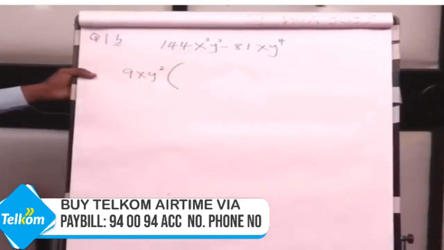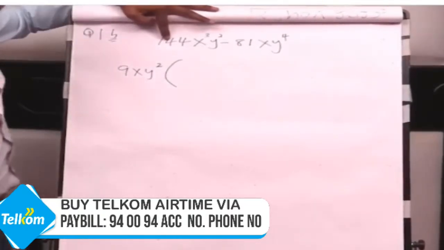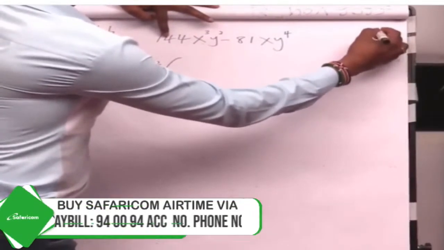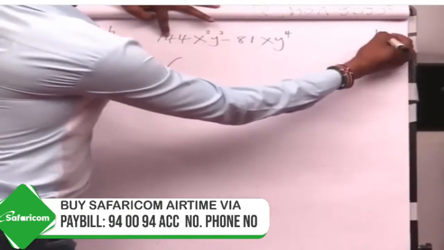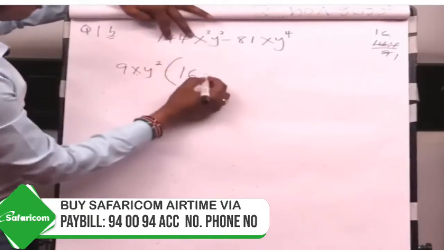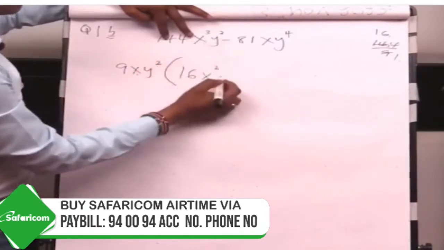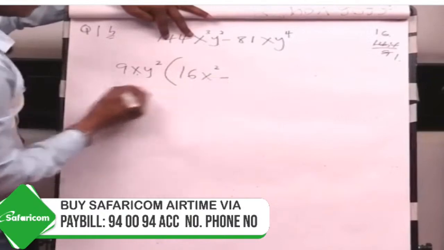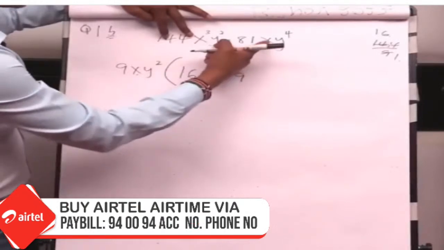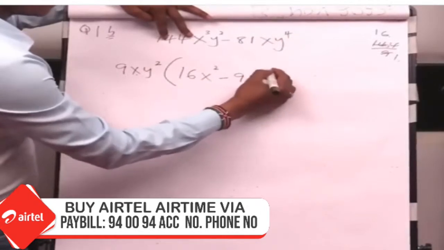When you factor it out, you say 9 goes into 144 how many times? 144 divided by 9: 9 into 14 once, remainder 5, into 54, 6 times. So it goes 16 times. Then x goes into x cubed, x squared times. Then y squared goes into y squared once. So it remains like that, minus. 9 goes into 81, 9 times. x goes into x once. Then y squared goes into y raised to power 4, y squared.